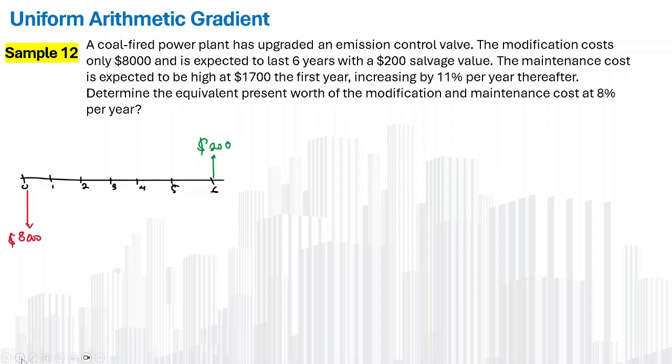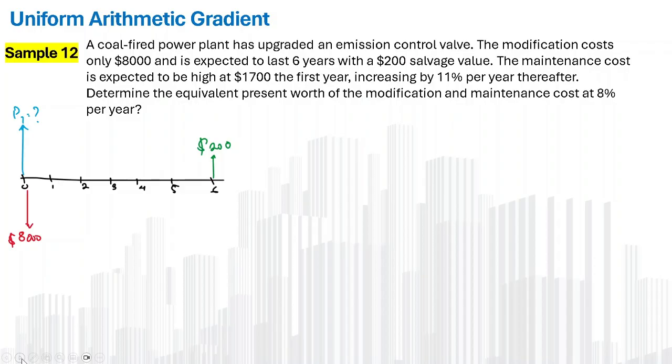So it says here it's expected to be high. So you're forecasting for the future, so you have to determine the budget now. You want to know the present value now so that you can cover the maintenance and modification cost. So that's our problem, that's our required here.